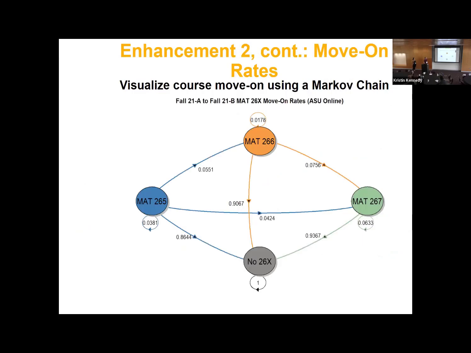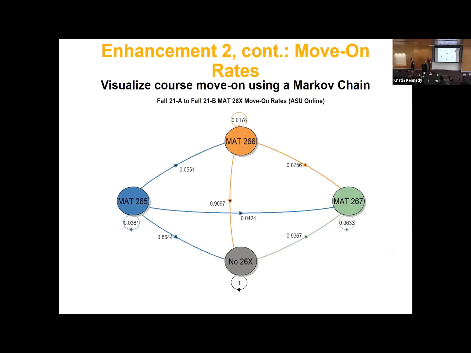And then if I look at fall 20, fall 21A to fall 21B move on rates, you can see the rates are much smaller. Approximately 4% of Math 265 students retake it in B after taking it in A, and only about 6% move on to Math 266. But you can see 86% of Math 265 students don't take the next course in the sequence. You also see a line from 265 to 267: about 4% of our students actually move directly onto 267 in B for various reasons. Why, we don't know, but in this case it works, and you can model that.